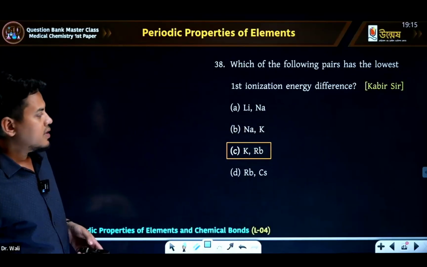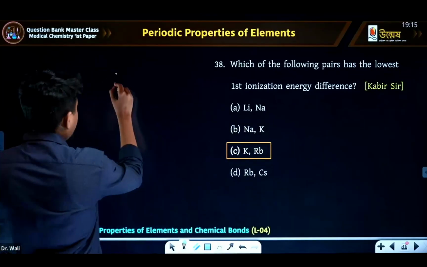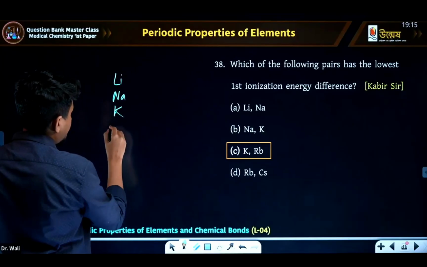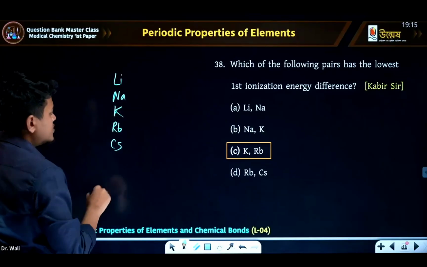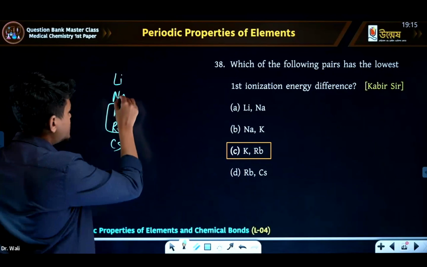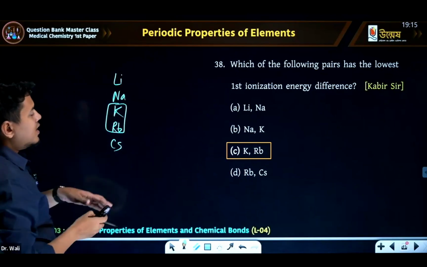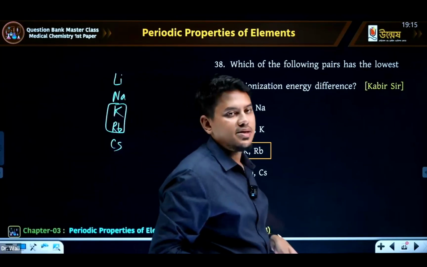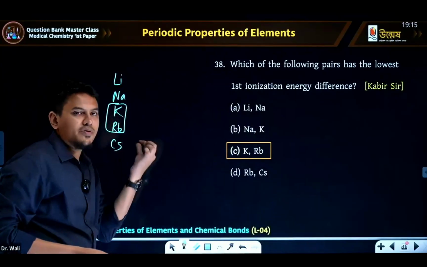Why is that so? Because these are very close. I mean, lithium, sodium, potassium, rubidium, cesium. So the difference between them will be very small. Instead of sodium, potassium, instead of lithium, sodium. Why? Because from top to bottom, ionization energy gets decreased. So here the lesser value, so the difference will be lesser also.